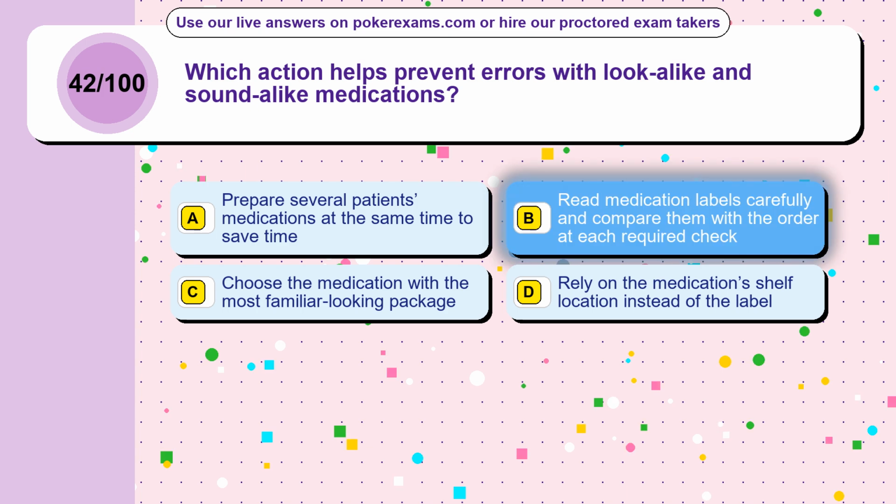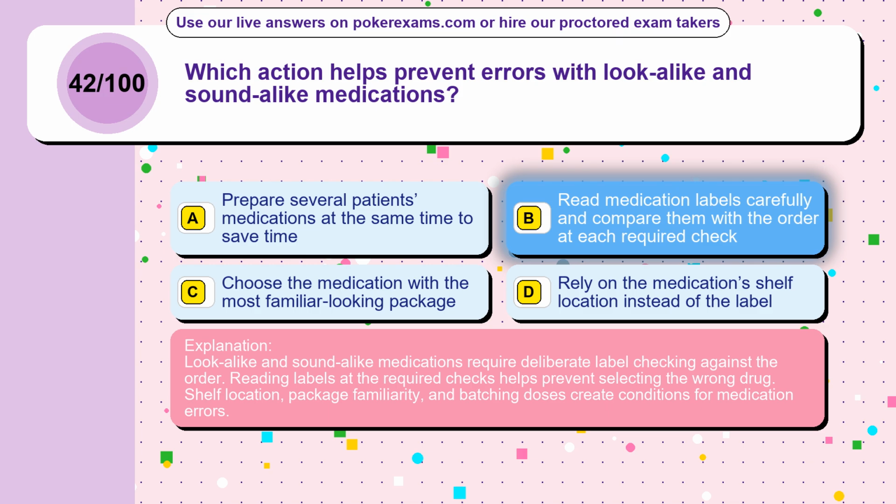The correct answer is option B. Read medication labels carefully and compare them with the order at each required check. Look-alike and sound-alike medications require deliberate label checking against the order. Reading labels at the required checks helps prevent selecting the wrong drug. Shelf location, package familiarity, and batching doses create conditions for medication errors.